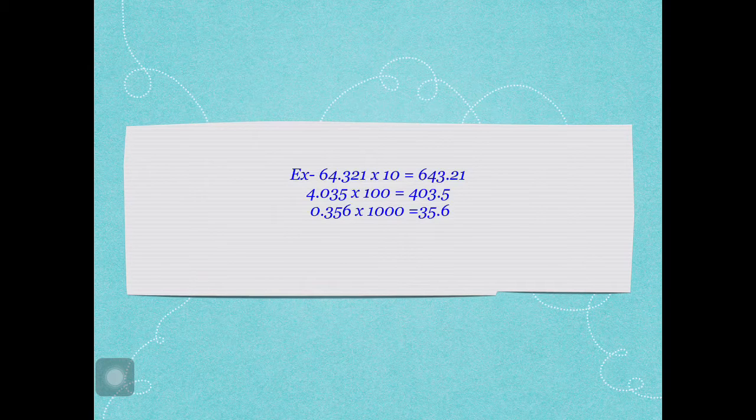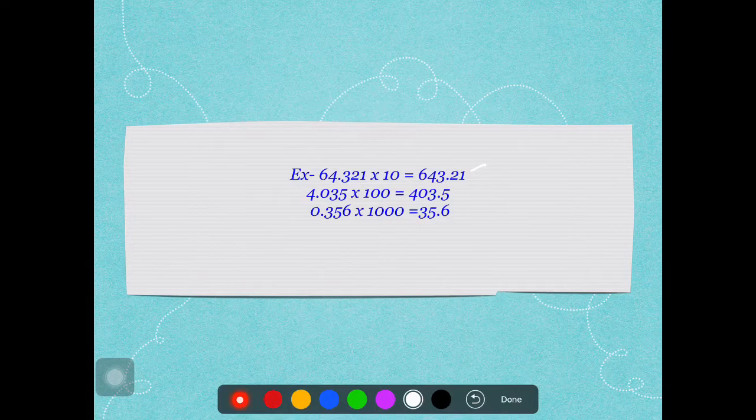64.321 into 10. Here we have to multiply this by 10. And when we want to multiply this by 10, how many zeros are there in 10? We have one zero in 10. So you see the decimal point has been shifted just one place. It was here and it has been shifted to this place. So it has just shifted one place.